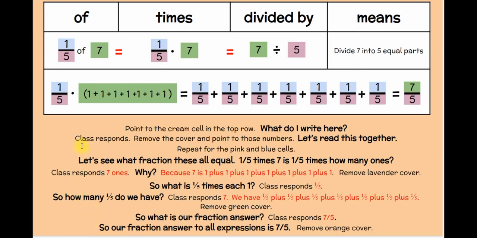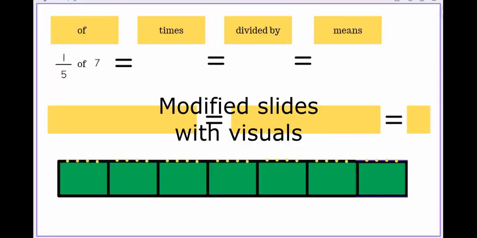I'm going to show you a way that I modified this in 5th grade to show students what the visual was, because what we're doing is we're taking 1/5 of 1 and 1/5 of 1 and 1/5 of 1, and every time we take 1/5 of 1, we get 1/5. So we're showing students why 7 divided by 5 is just the same as 7/5. Here's an alternative slide that student leaders can use with students if they're not really understanding what we're doing.